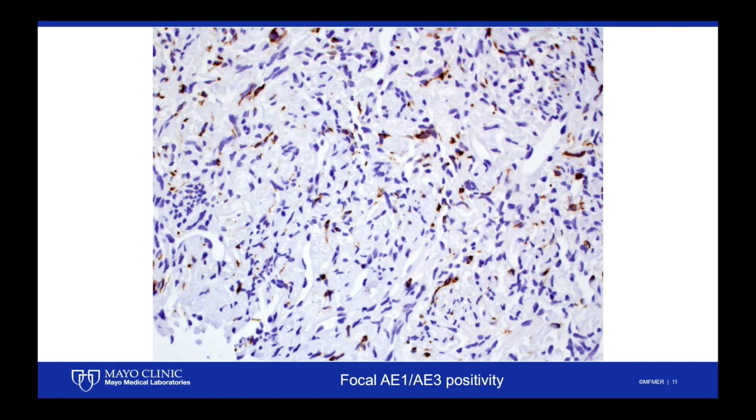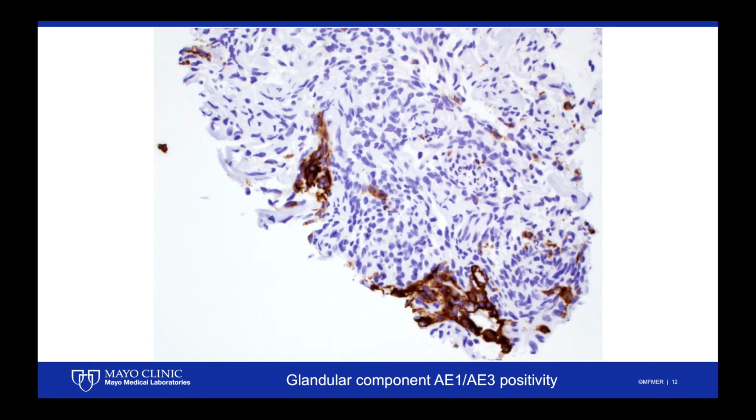Sometimes you even see less staining than this. Here's another area showing, I think, real keratin staining. And as you would expect, the glandular component was strongly positive for keratin. So this was a biphasic synovial sarcoma.